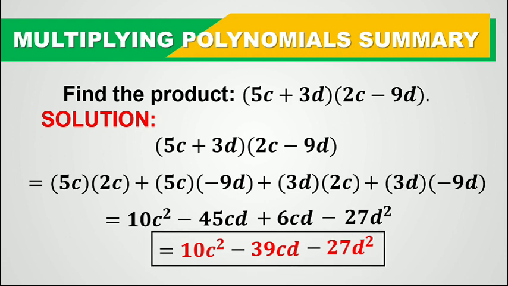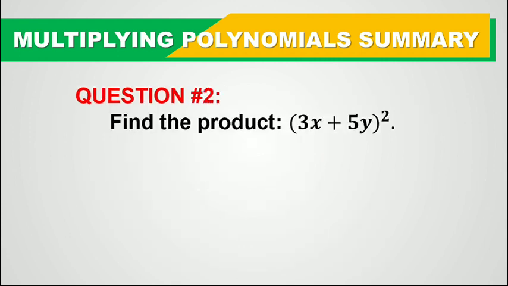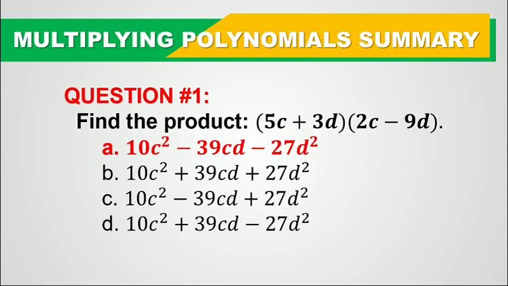So therefore, the correct answer for question number 1 is 10c squared minus 39cd minus 27d squared, and that's letter A. Alright? Now let's proceed to question number 2.